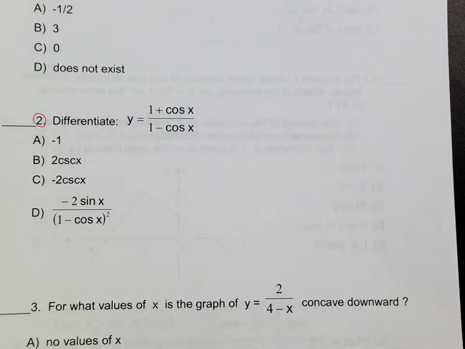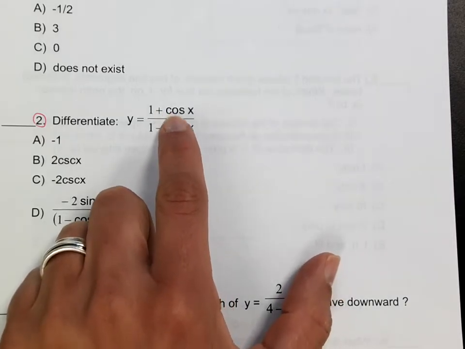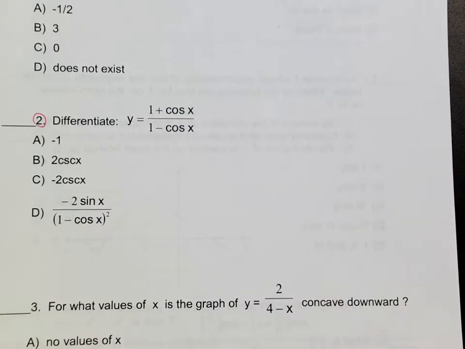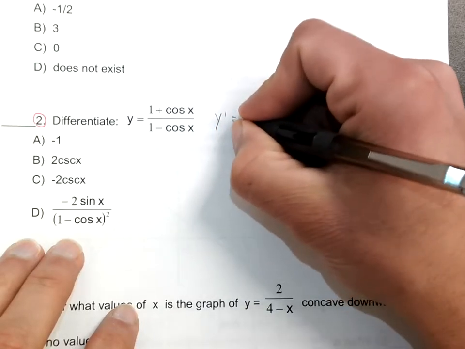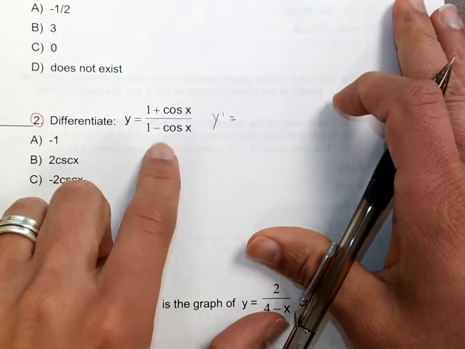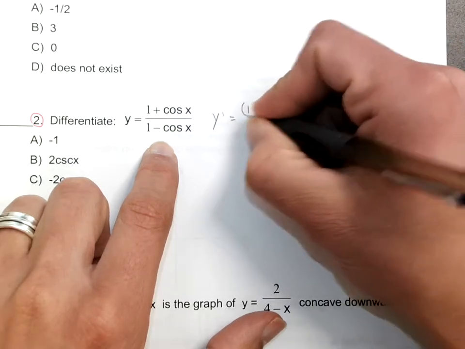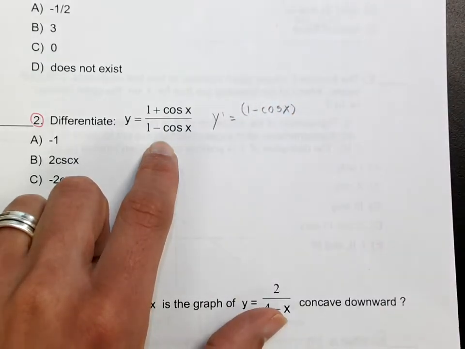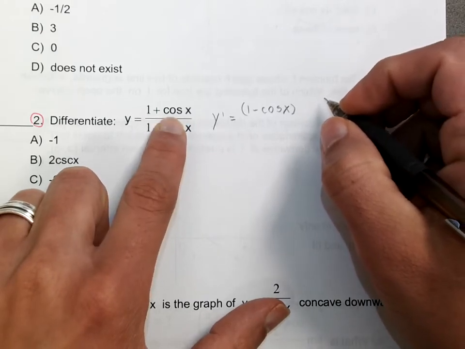Now, please notice that you have a quotient rule here. You have a fraction, you have a rational function, which means you have a quotient rule. You're going to use the quotient rule. So, this is going to be y prime is equal to, let's see, low, right? And believe it or not, I still do it like that. Low d high minus high d low. So we have low times the derivative of 1 plus cosine. Derivative of 1 plus cosine is just going to be negative sine.